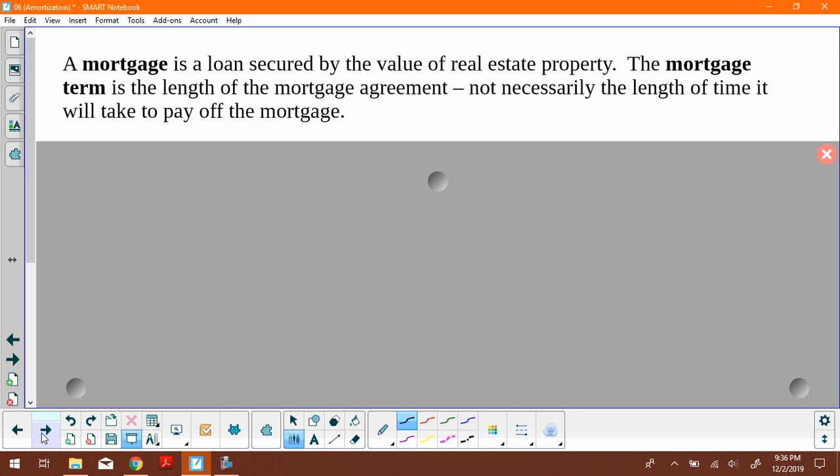Okay. The mortgage term is the length of the mortgage agreement, which is not necessarily the length of time it will take to pay off the mortgage. So for example, we talked about the amortization period. Say the intention is to pay off your mortgage in 30 years. When you sign a contract at the bank to determine what interest rate you're going to be paying on that mortgage, they don't guarantee that for the full 30 years, not usually anyway. They will guarantee it for a shorter period of time, which becomes your mortgage term.